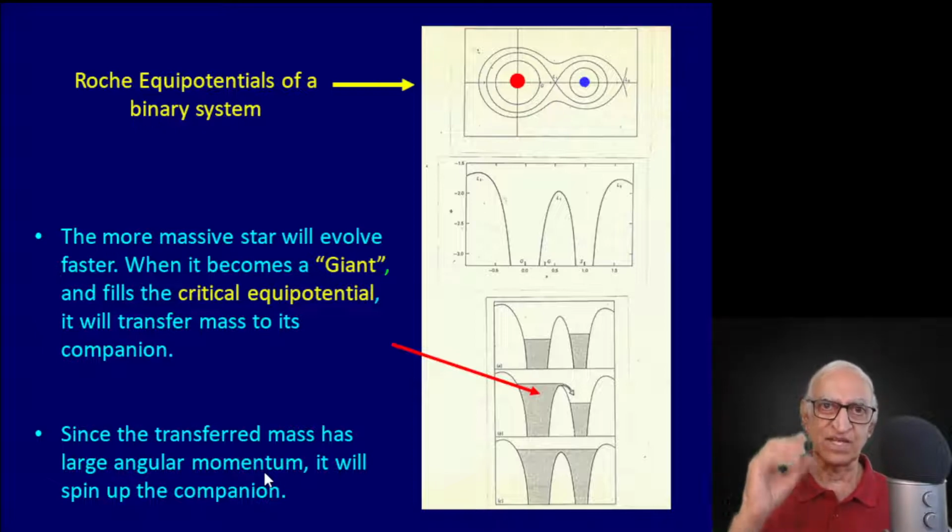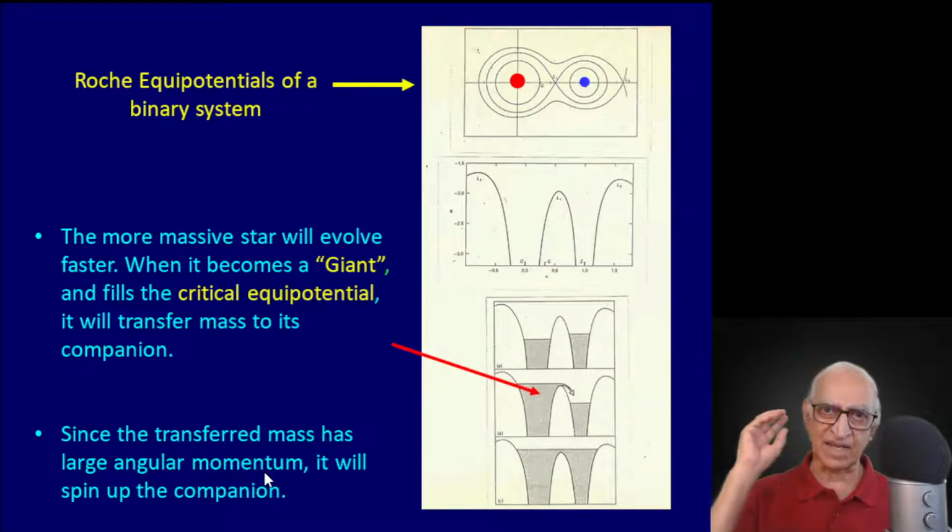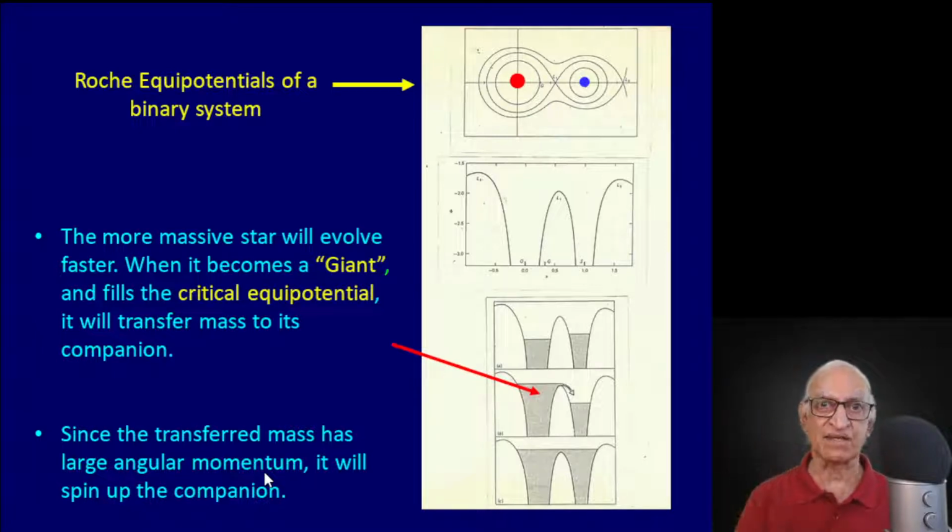It's like if you have a ceiling fan, if I throw matter at it at an angle, it has angular momentum, and if this matter hits the blade of the ceiling fan, it will spin up the ceiling fan. So, when mass is transferred from one star to the other, the companion star will be spun up. That is a very important part of our lecture today and in the next lecture.